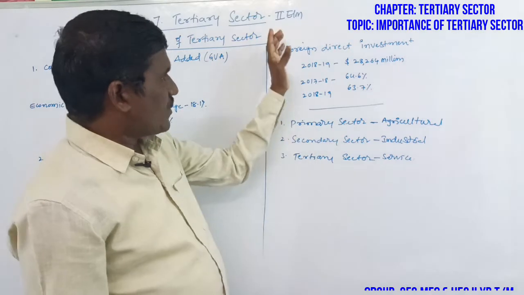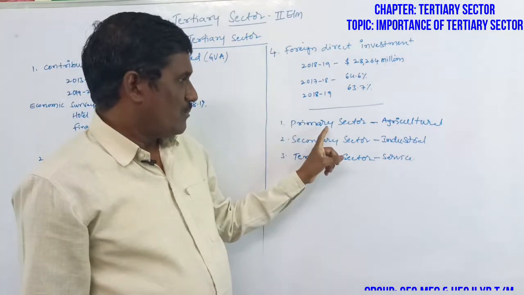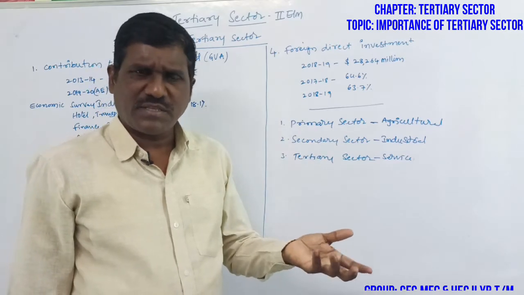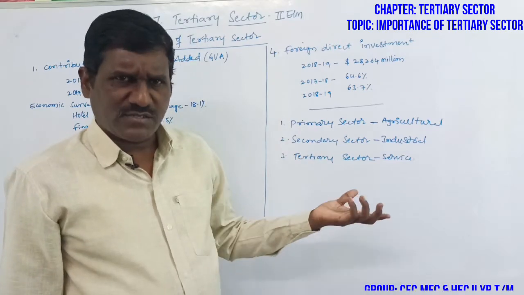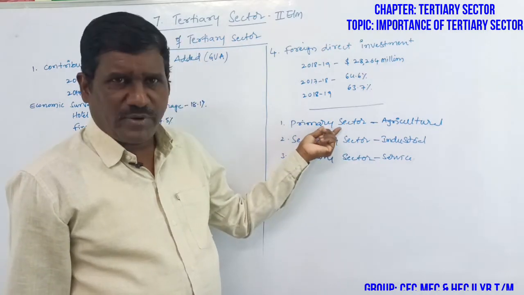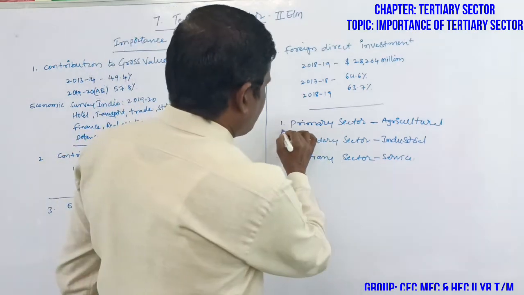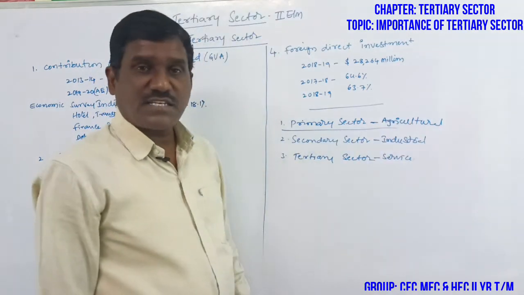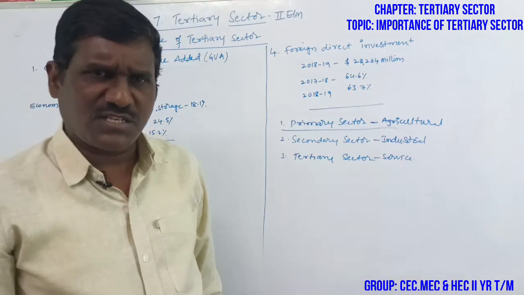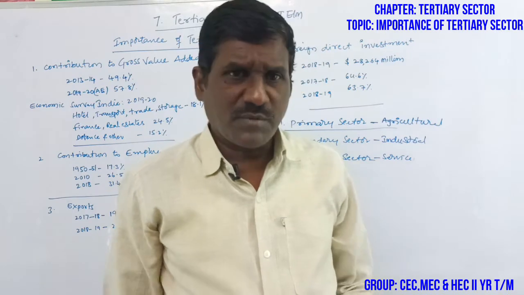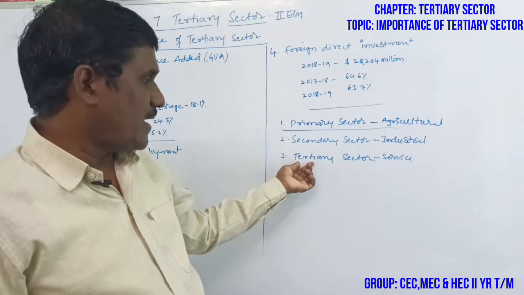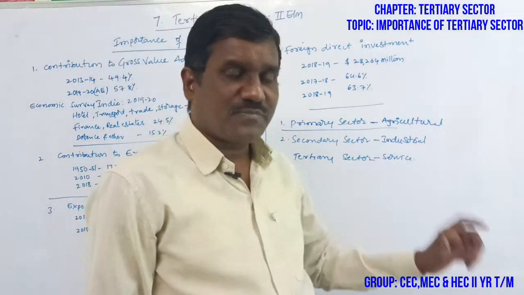So in second year economics particularly, primary sector is completed, agriculture. Many concepts were discussed in the previous videos: importance, measures, and many other topics. Primary sector is completed. Then the secondary sector is also completed: industrial sector, importance of industrial sector, small scale industries, industrial policy resolution. These were covered in the previous videos. And today in this video, I am going to analyze the tertiary sector.